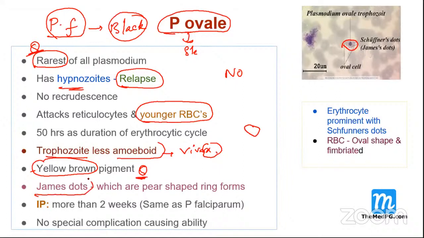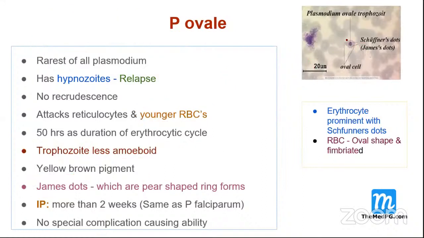And here you can also see some dots just below the surface of the RBC. Can you see here? Dots over here. Those dots are called what? James dots, which are pear shaped dots seen in the ring forms. If you see properly, they are pear shaped drops. Even the exact mechanism or role of these dots is not understood.